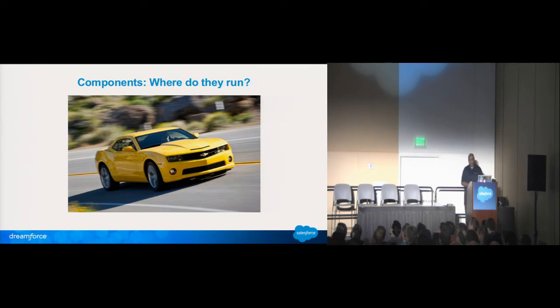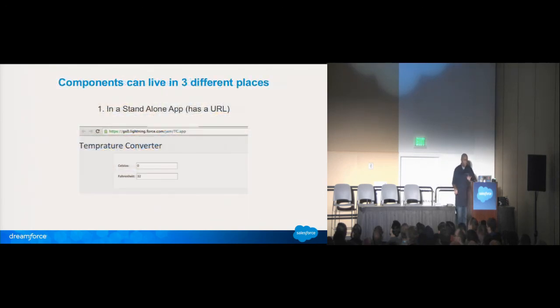So now you saw the components, where they are manufactured, where they are customized and test driven, and you also understood all the benefits. But where do they run? Components can live in 3 different places. First is what we call a standalone app, which means it has its own URL. So you can build a little component, and it gets a URL like this.